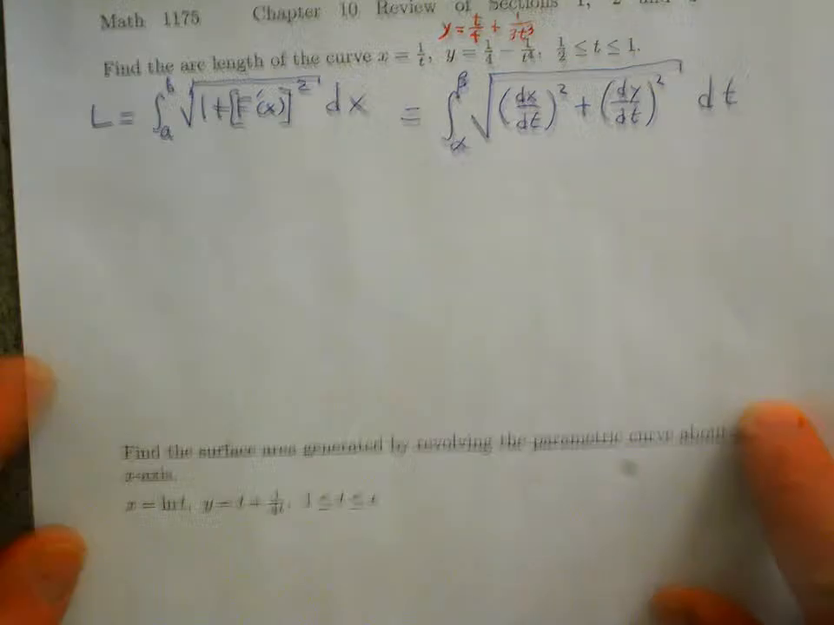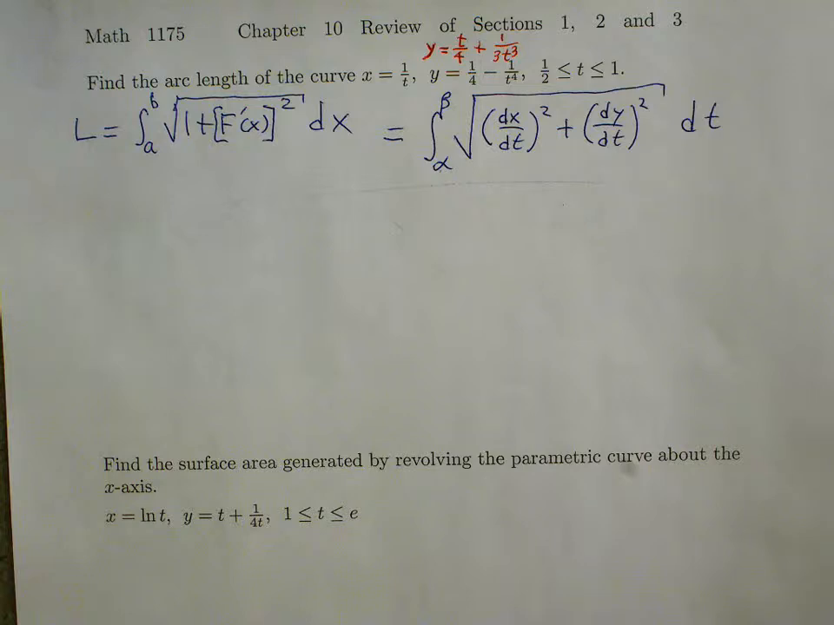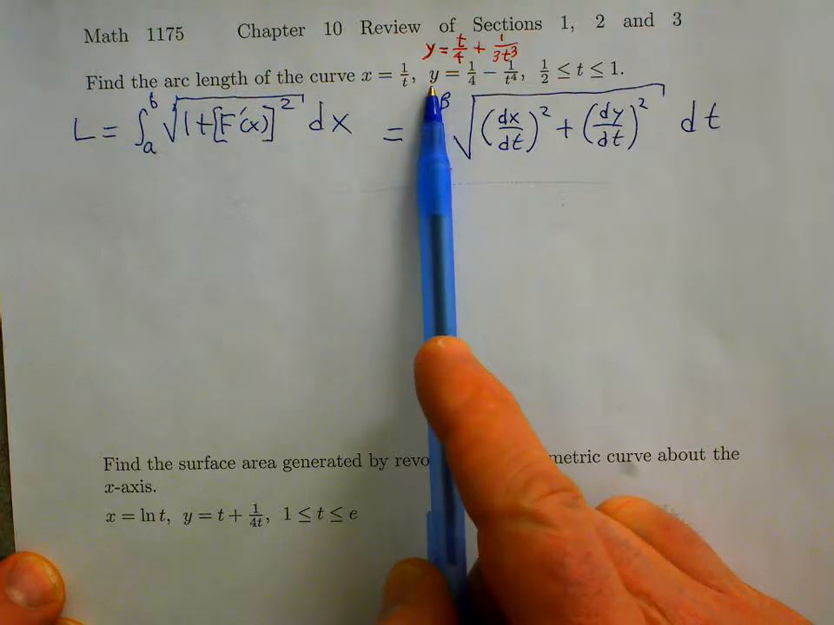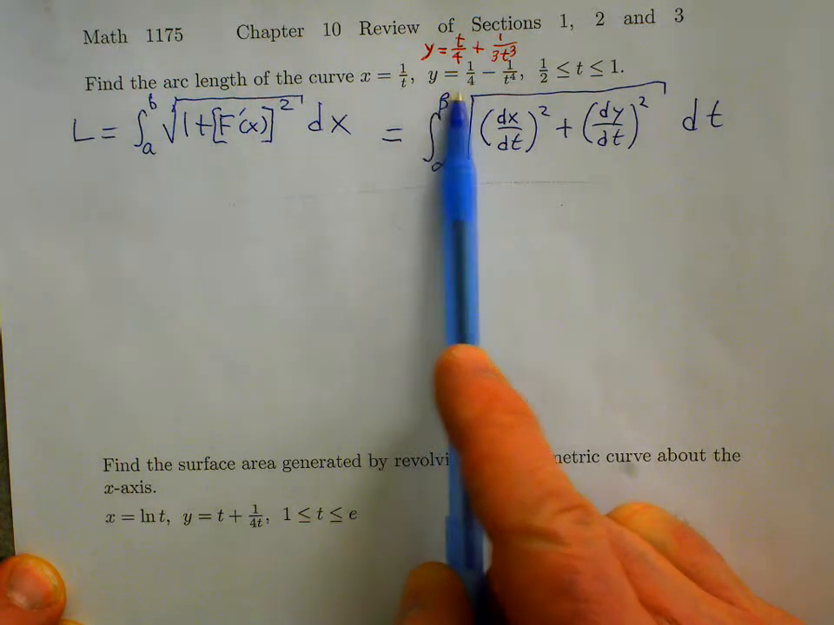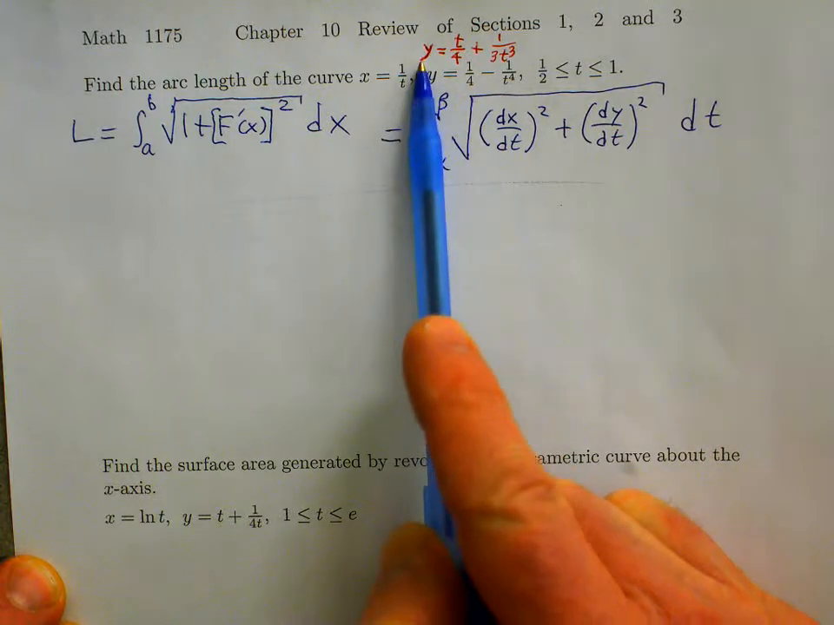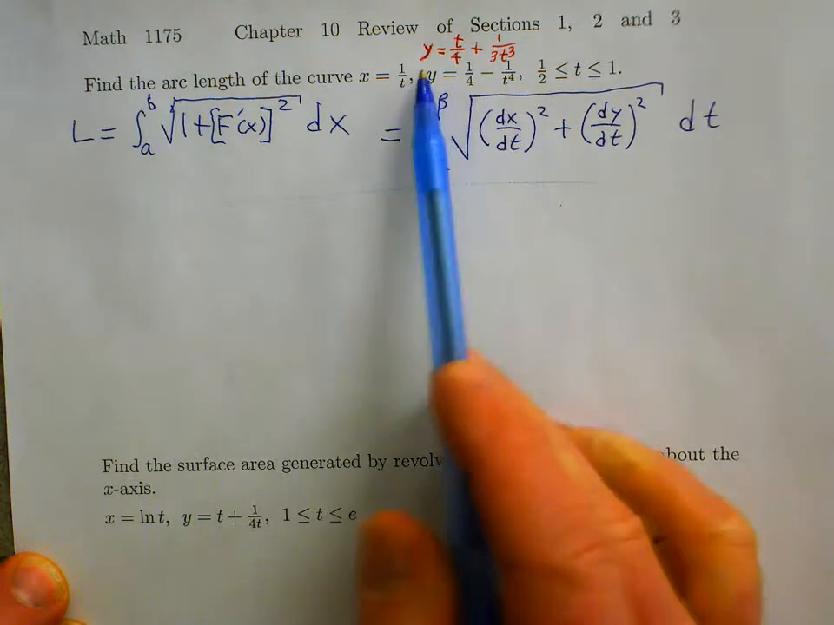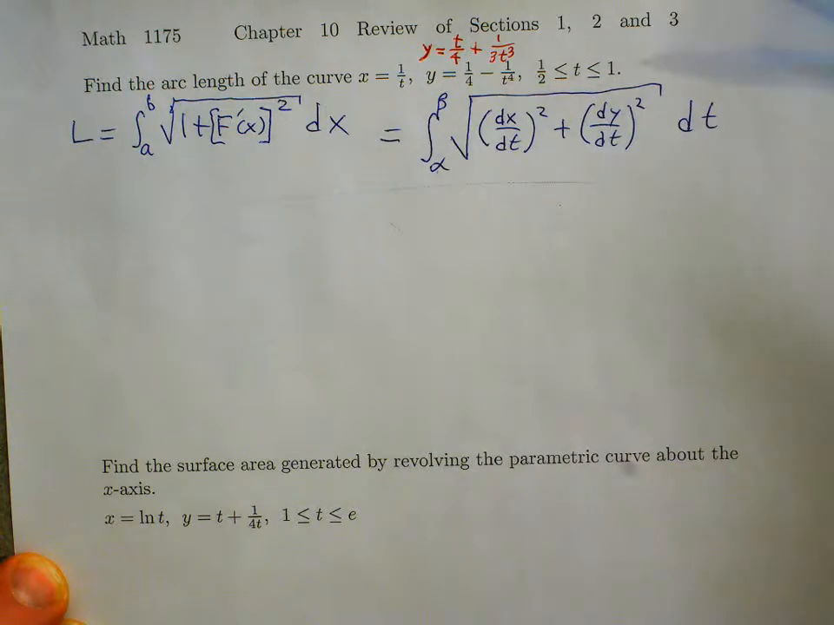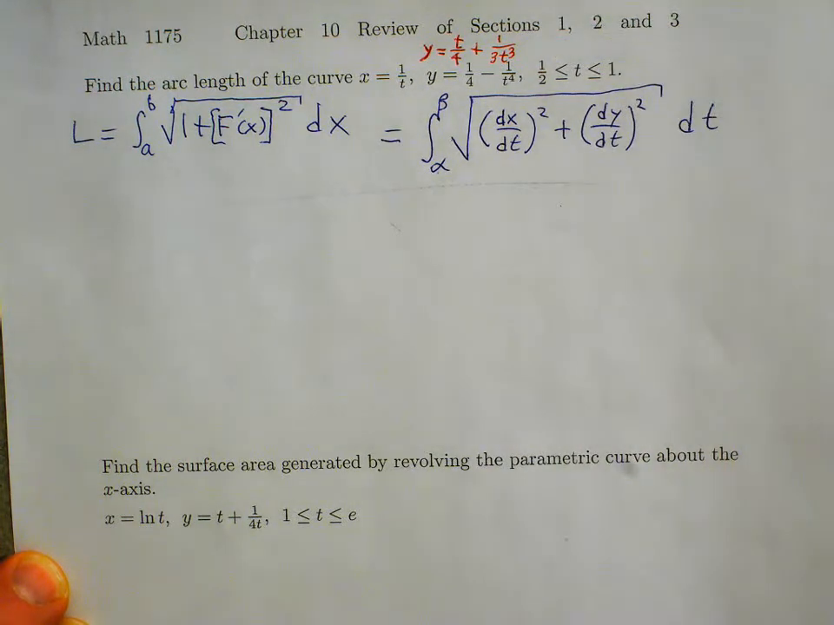On Friday, we were working on this problem, find the arc length of the curve. It turns out that I wrote down the wrong y value. The y value that I wrote down is the derivative of this y with respect to t. So what I really want for y is t over 4 plus 1 over 3t to the third.